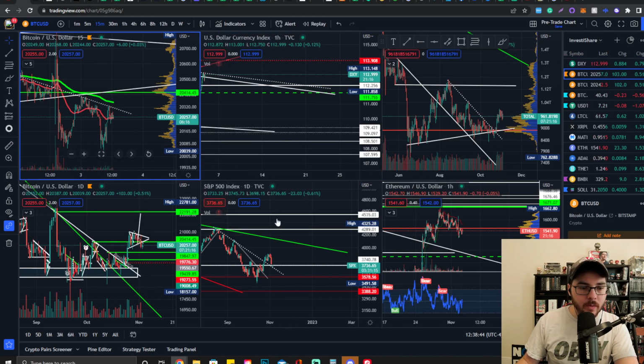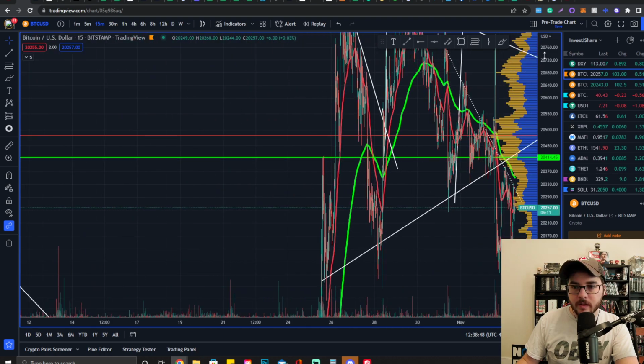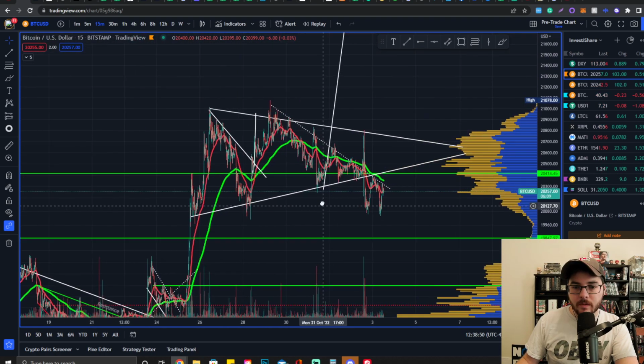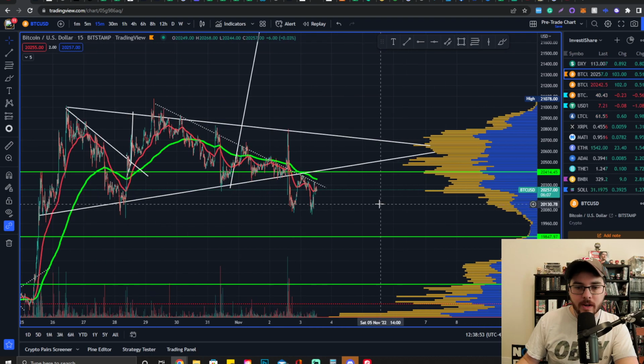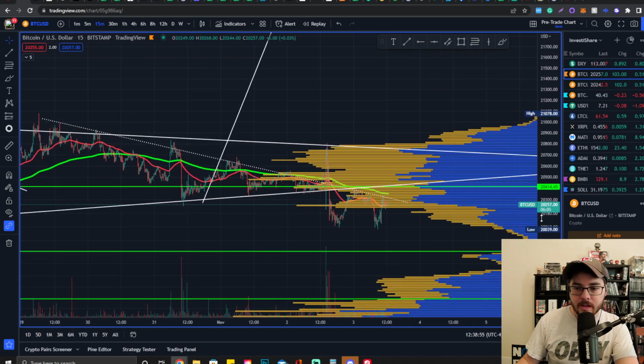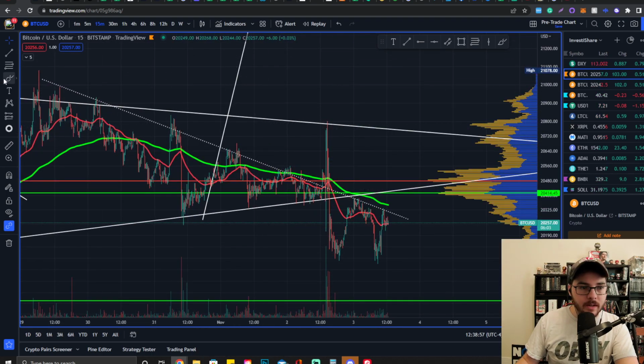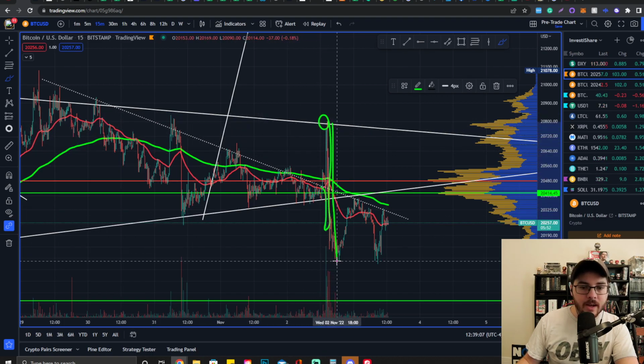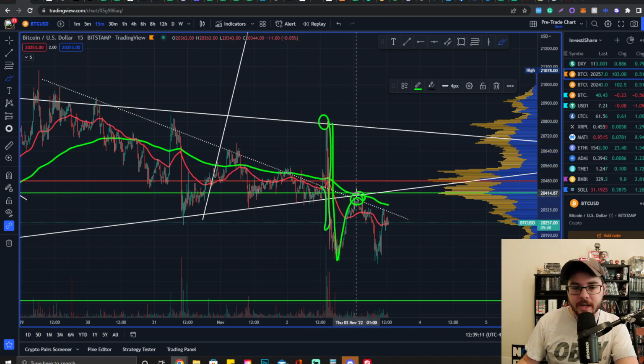And now let's look at Bitcoin really quick. So Bitcoin, we built this continuation formation right about here, which is when the FOMC meeting occurred. We had a drop right here and then immediately came right back up and met this downtrend level resistance again, and then again right back down, and we broke to the downside. This acting as the confirmation rejection.